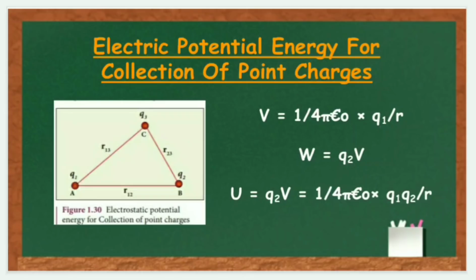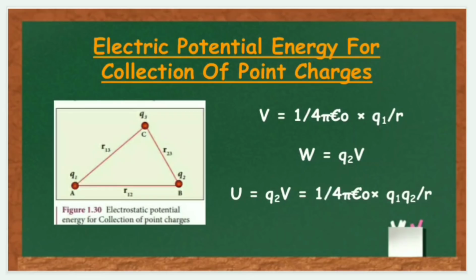Okay children, so first of all, to bring Q1 to the scene, there is no need for it to do any work because there is no other charge in the vicinity for now. So now we have to bring the Q2 charge to the point B, at the distance R12. Now tell me from previous discussion what you can see in the board over here.